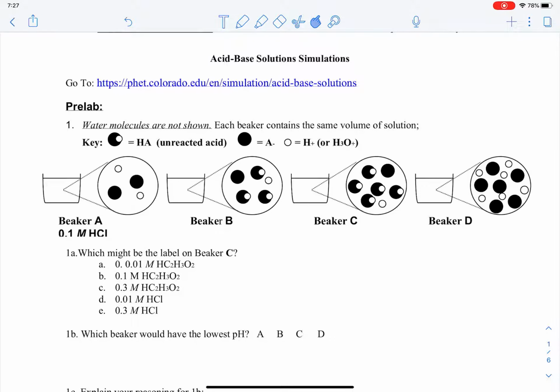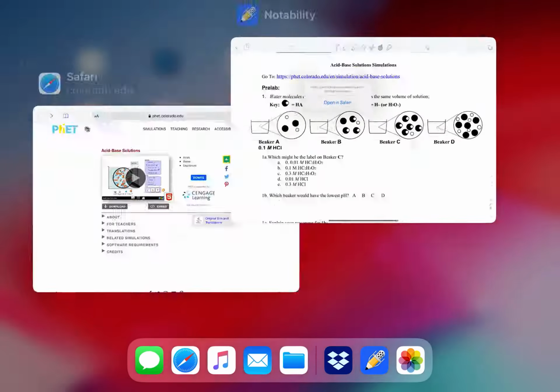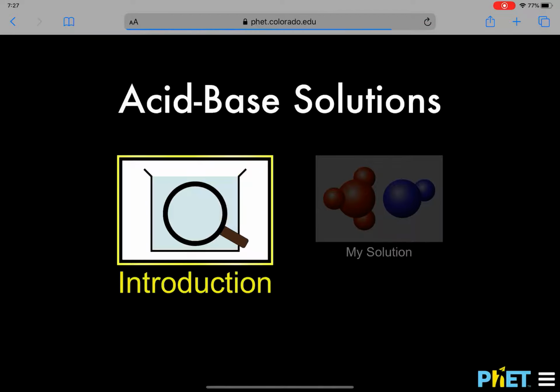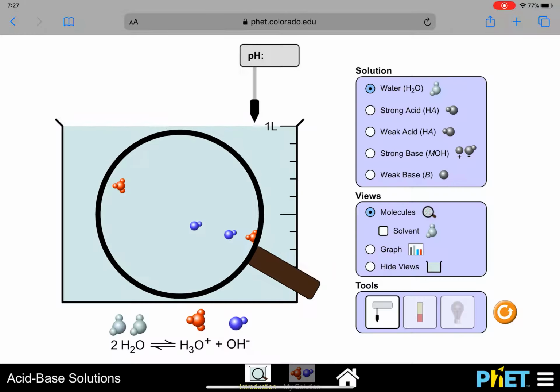Hey guys, this video is for acid-base solutions, the PhET simulation that you're going to be working on this week. We'll go over a brief overview of what the simulation will look like and how you can answer some of these questions. First, we're going to open this in Safari, which I have already done. If we go there, it should open up like this, and we're just going to click on Introduction to get started.